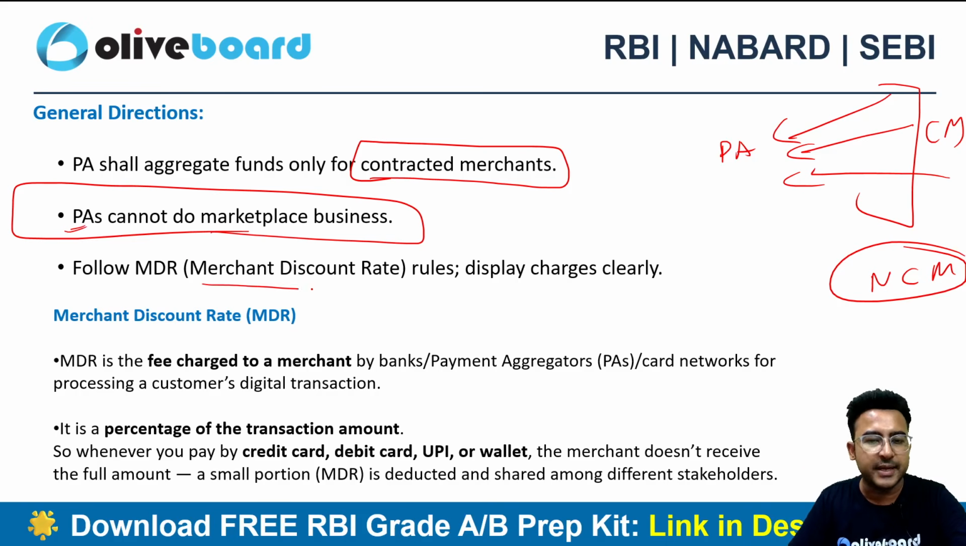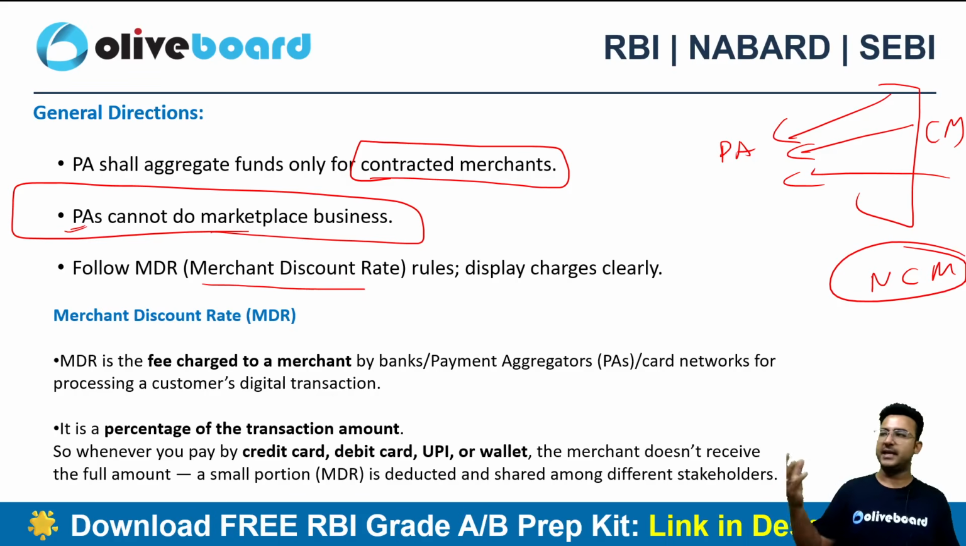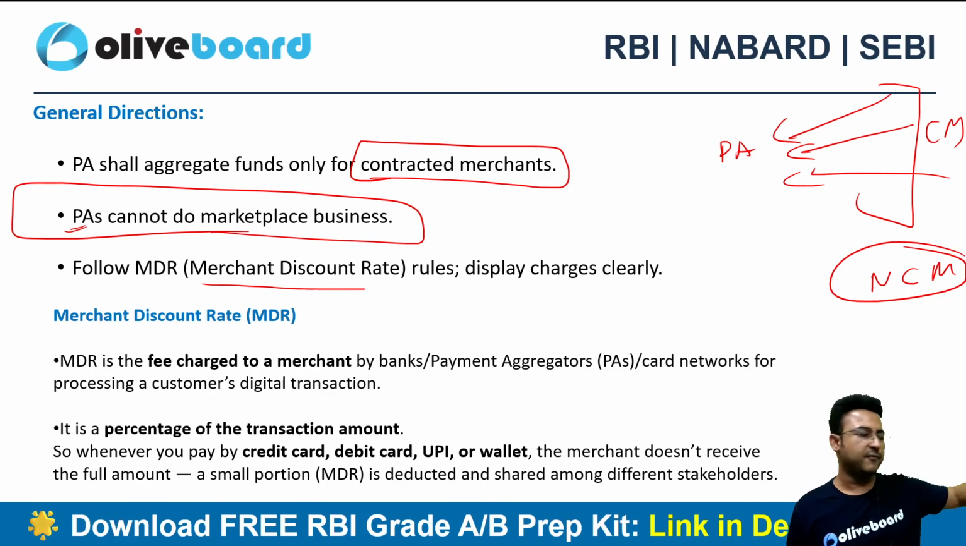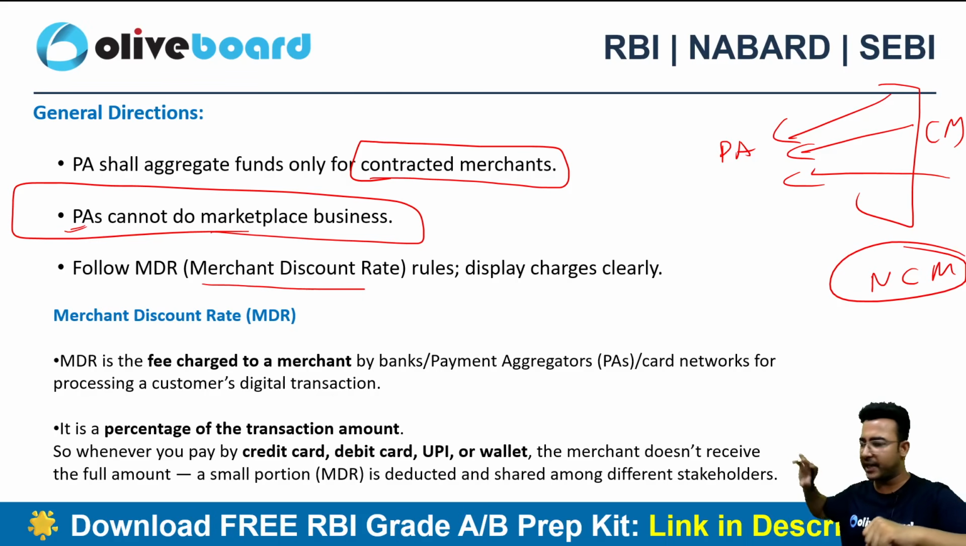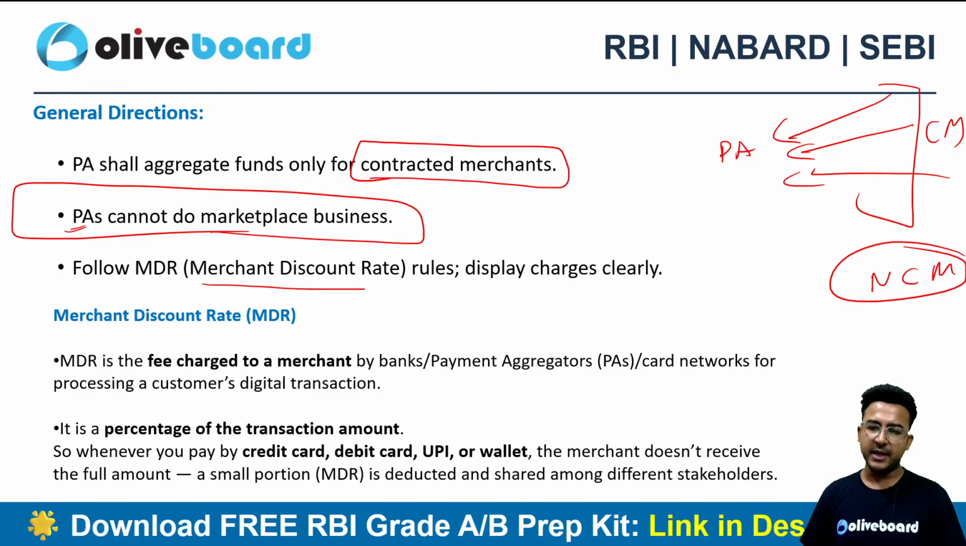You need to follow the merchant discount rates as well. What is merchant discount rate? How much you are charging from the shopkeeper, right? How much you are charging from the merchants. So there are particular merchant discount rate rules. You need to follow them as well, right? Obviously, if you are facilitating a transaction, let's suppose I am receiving 1000 from customers and aggregating on behalf of the merchant, I'll be charging a fee from the merchant. And whenever you are making a credit card payment or any card payment, the merchant won't get the full amount, right? A particular fee is deducted, and that's the fee of the payment aggregator, right?